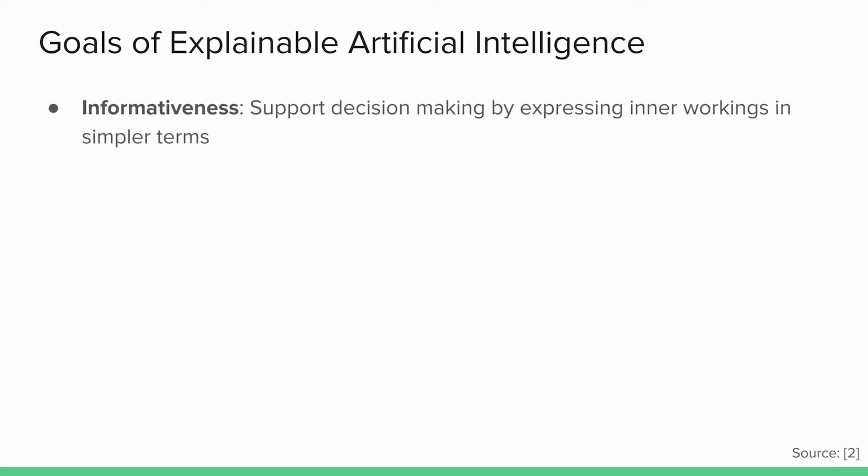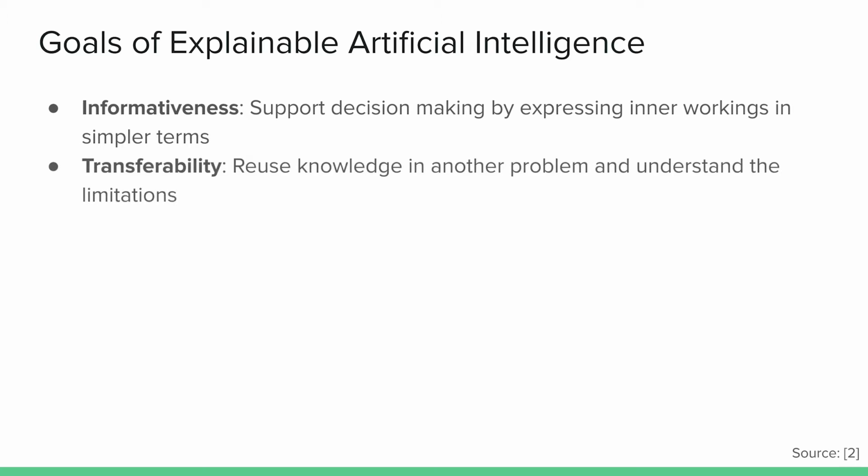Because the modeled problem often is not equal to the problem that humans have to solve, explanations can really help us to understand the underlying problem, and how the machine worked better. We would also like to have some transferability. We would like to reuse knowledge from one problem and transfer it to another problem, to understand how well this works and what the limitations of this transferability are.